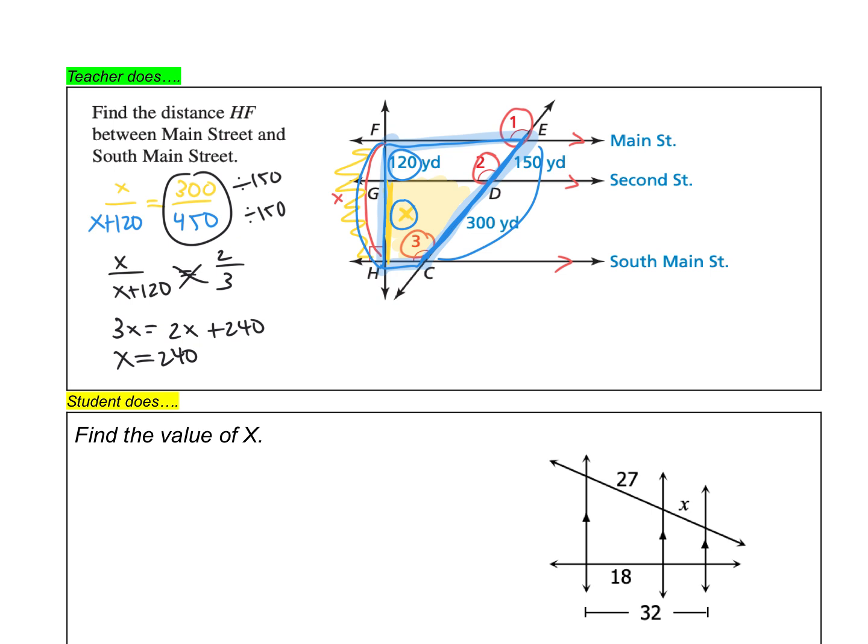That's not our answer though. So we have one last step. We just found this distance right here. What is our actual answer? 360. We are finding the distance between Main Street and South Main Street. So again, this distance right here, got to add those two up. So 360 yards.